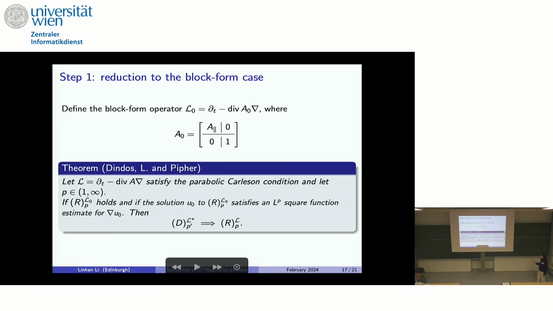And what we show is that if our operator satisfies that parabolic Carleson condition, if we know that the regularity problem for this block form operator is solvable, and in addition, if we know the solution to this LP regularity problem for the block form operator satisfies some LP square function estimates on the gradient, then DP prime of the adjoint operator of the original operator implies the LP regularity problem. Okay, so it means that once we prove this theorem, we just need to focus on L naught, which is in block form.